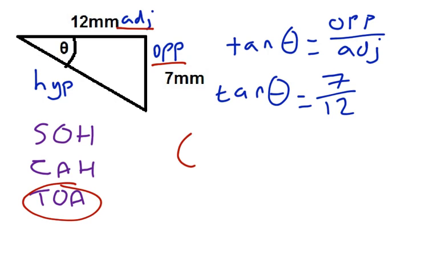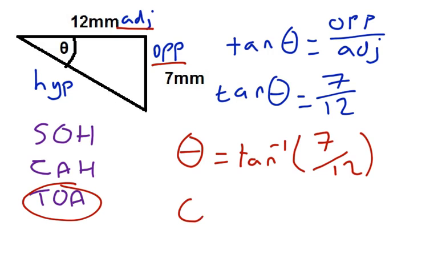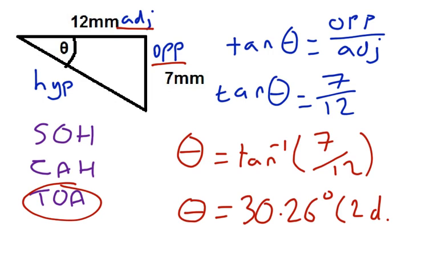And so theta is equal to tan inverse, tan to the power of -1, of 7/12. And when we type that into our calculator, we get a value for theta of 30.26 degrees to 2 decimal places. And that's how we use trigonometry to find missing angles in right-angled triangles.